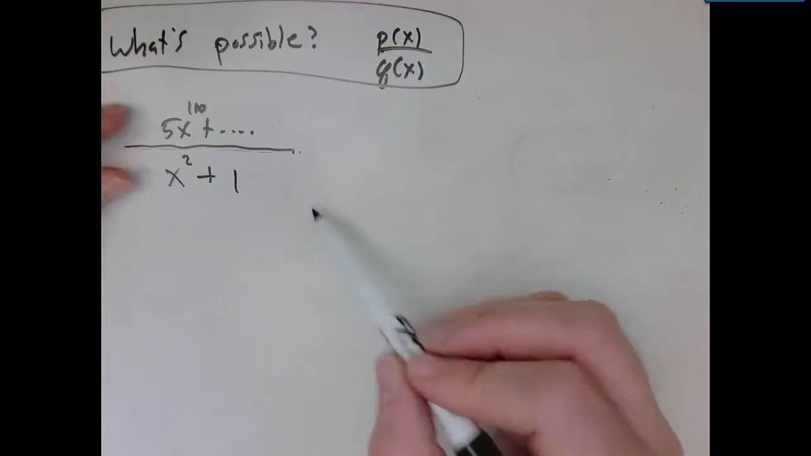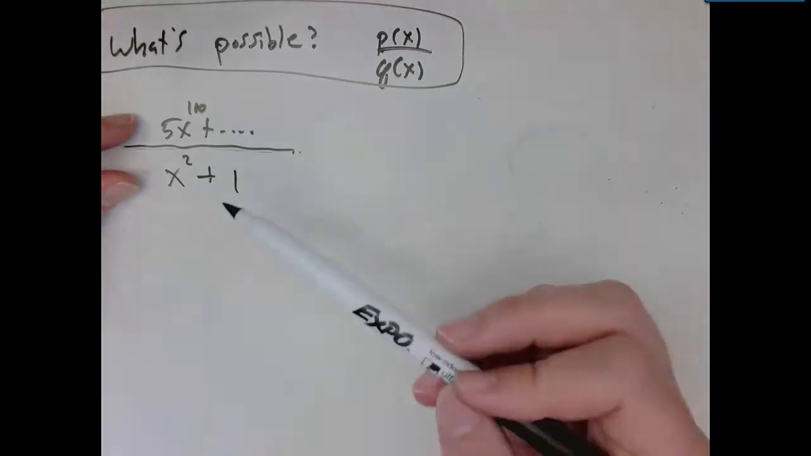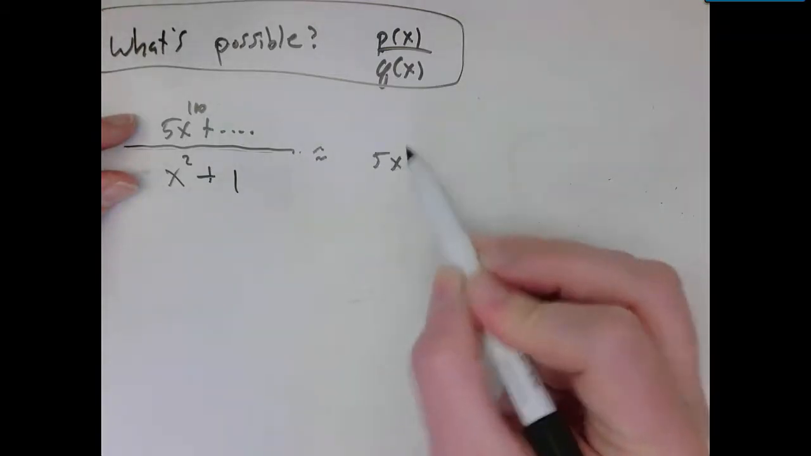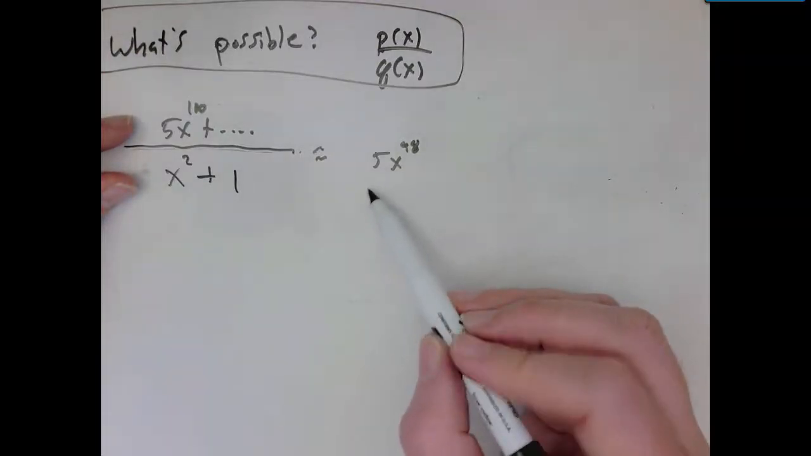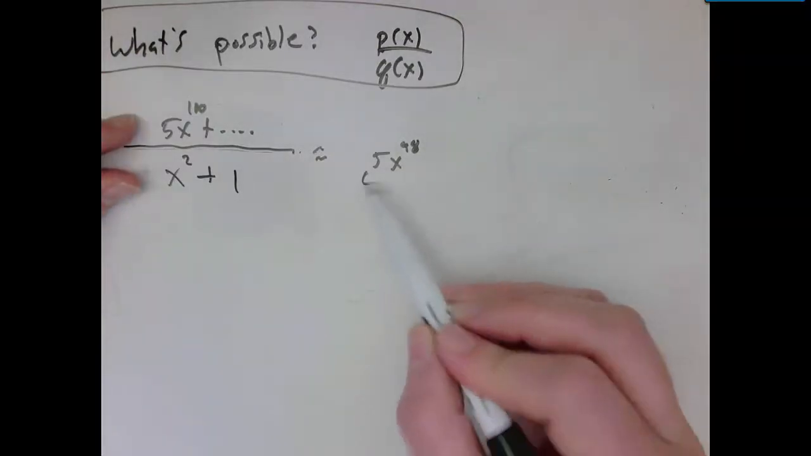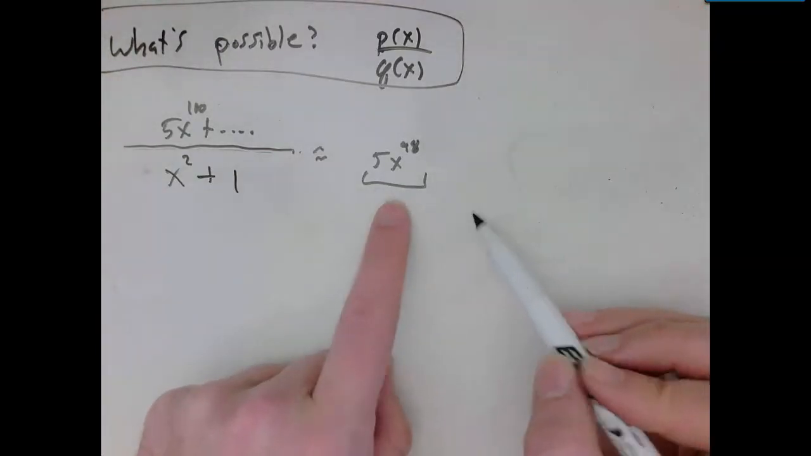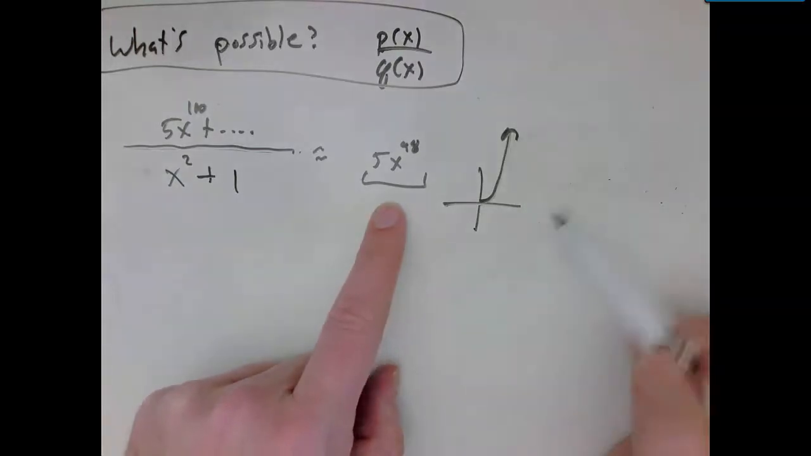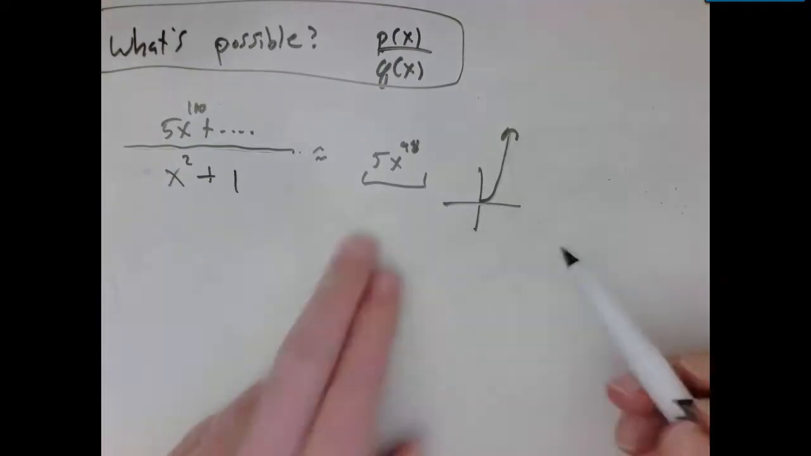If you imagine the dominating terms now, I've got 5x to the 100 divided by x squared. So that means the end behavior is going to behave like 5x to the 98th power. So in other words, the y values of this function are going to approach the y values of this function. What does this function look like? Looks like that. So that's clearly not a slant asymptote because it's not a line.